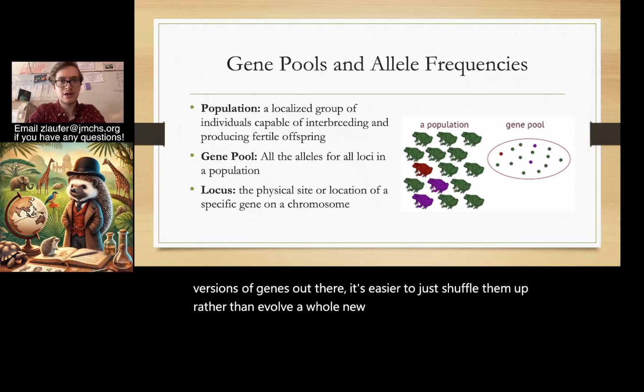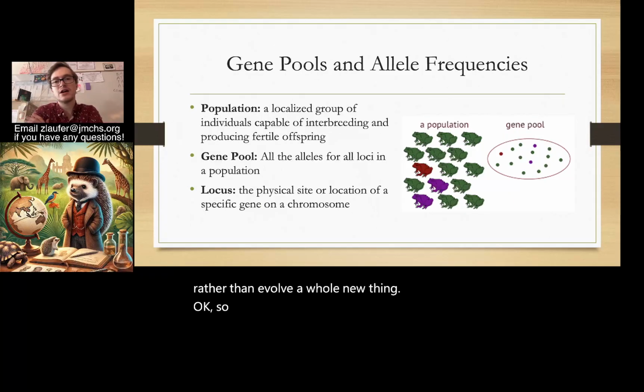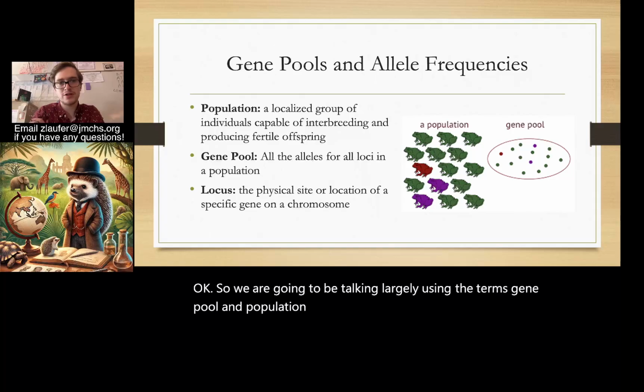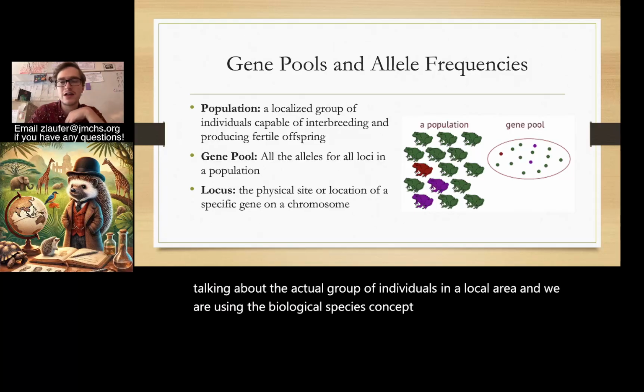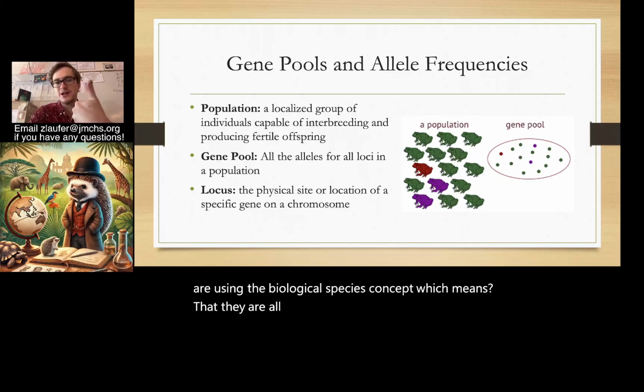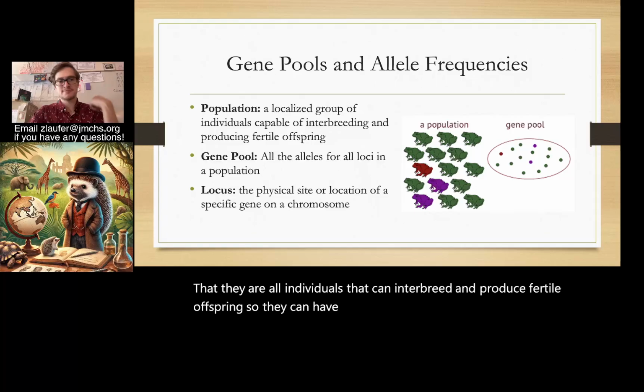Okay, so we are going to be talking largely using the terms gene pool and population here. So when I talk about a population, I am talking about the actual group of individuals in a local area. And we are using the biological species concept, which means that they are all individuals that can interbreed and produce fertile offspring. So they can have kids and their kids can have kids.